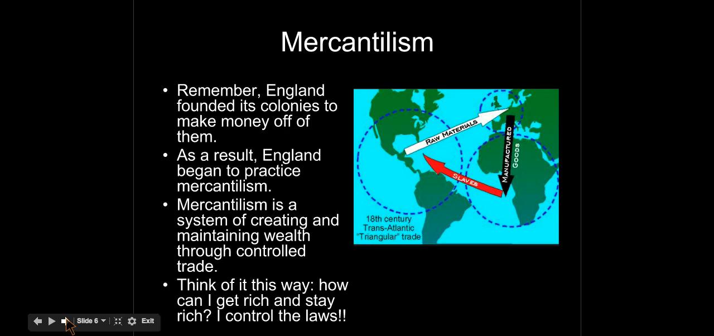So a good way to think about it is, think about how a person gets rich, and then the question is, how can I stay rich? The best way to get rich and then to stay rich is to control the laws of buying and selling. And that is exactly what we're going to see England do. So, before we move on, you do need to have the definition of mercantilism copied down in your notes.